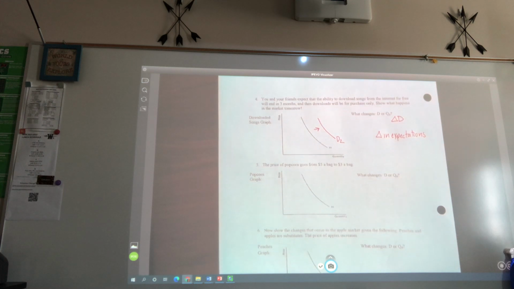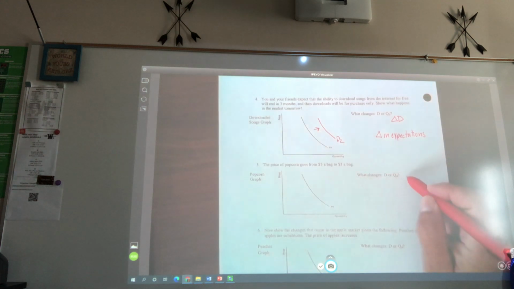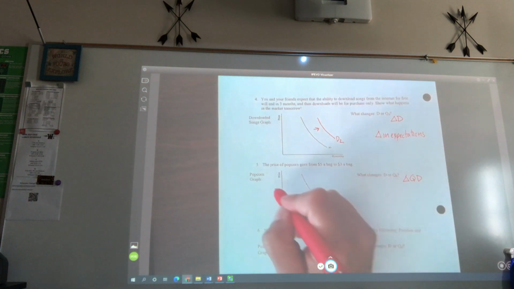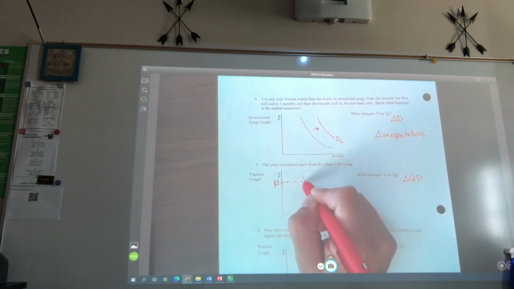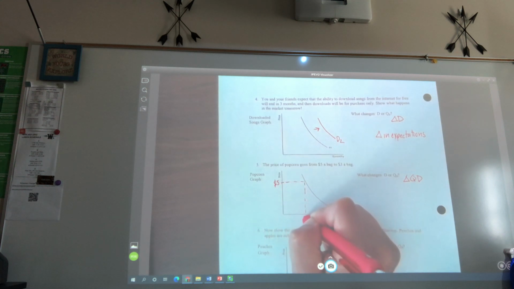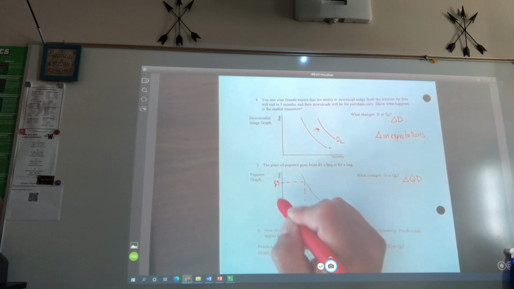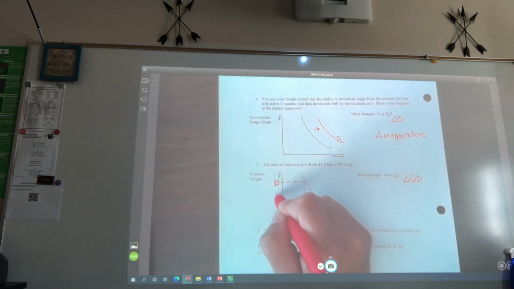Okay, this next one, the price of popcorn goes from $5 a bag to $3 a bag. Is this a change in demand or is this a change in quantity? Quantity. This is a change in quantity demanded, so I have to label my prices, right? My first price is 5, so I'm going to come in and intersect it. That's the quantity demanded. Then the second one is 3.